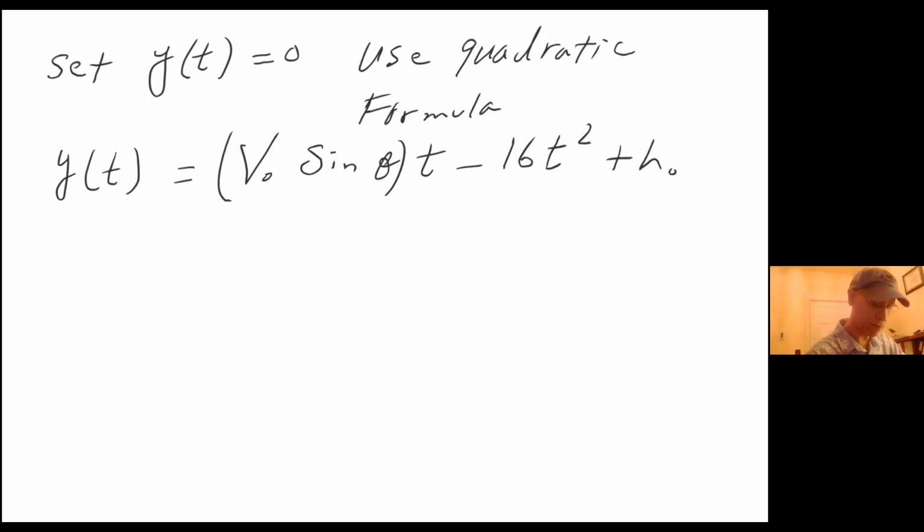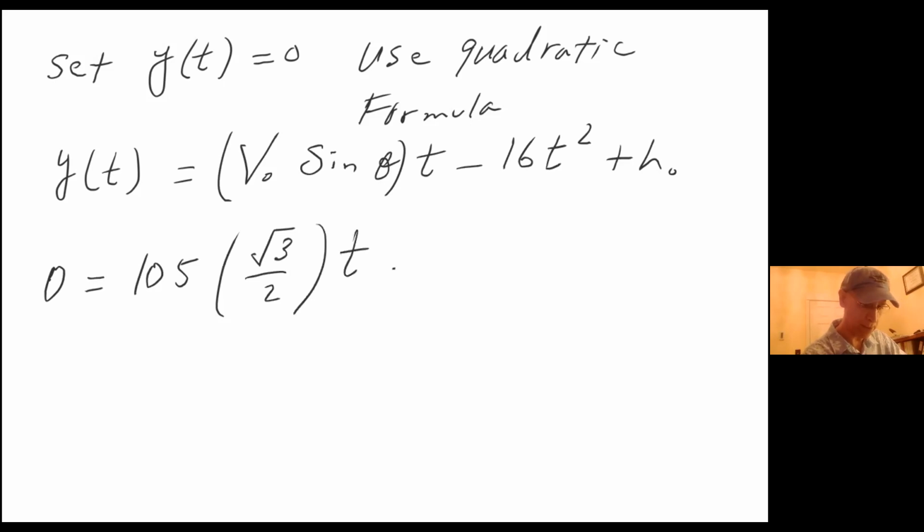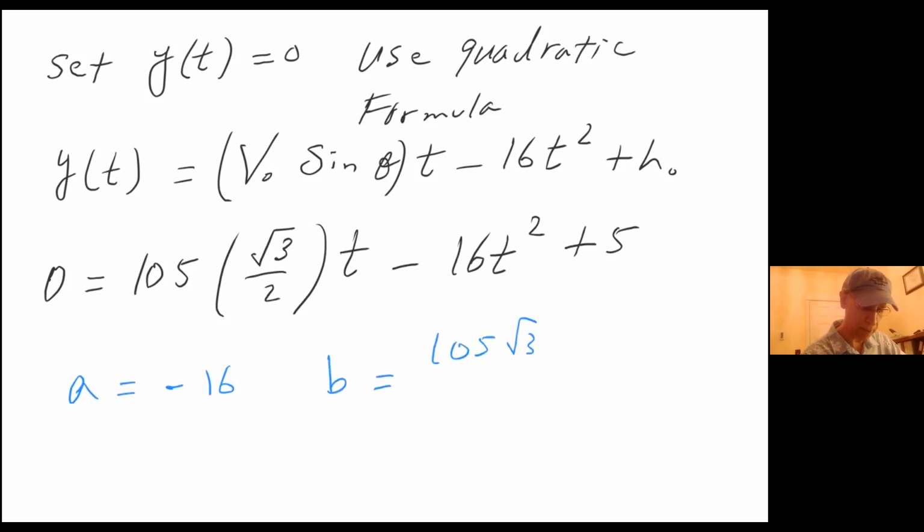So 0 equals v naught, which we are given in this problem as 105. Once again, you may have a different number. Sine of pi over 3 is square root of 3 over 2, times t, minus 16t squared plus 5. And so here I have a, the coefficient of t squared, is negative 16. B is 105 root 3 divided by 2, and C equals 5.